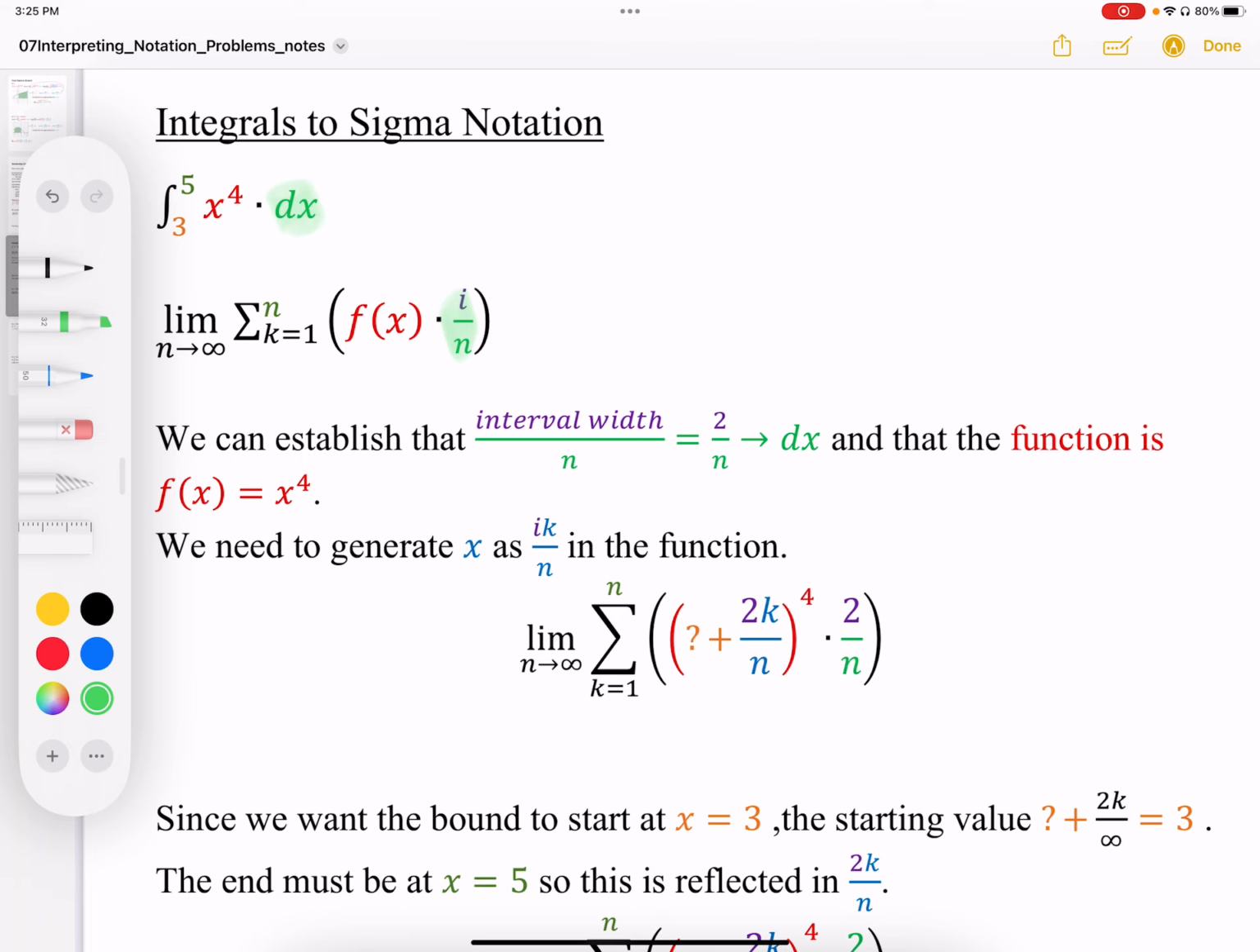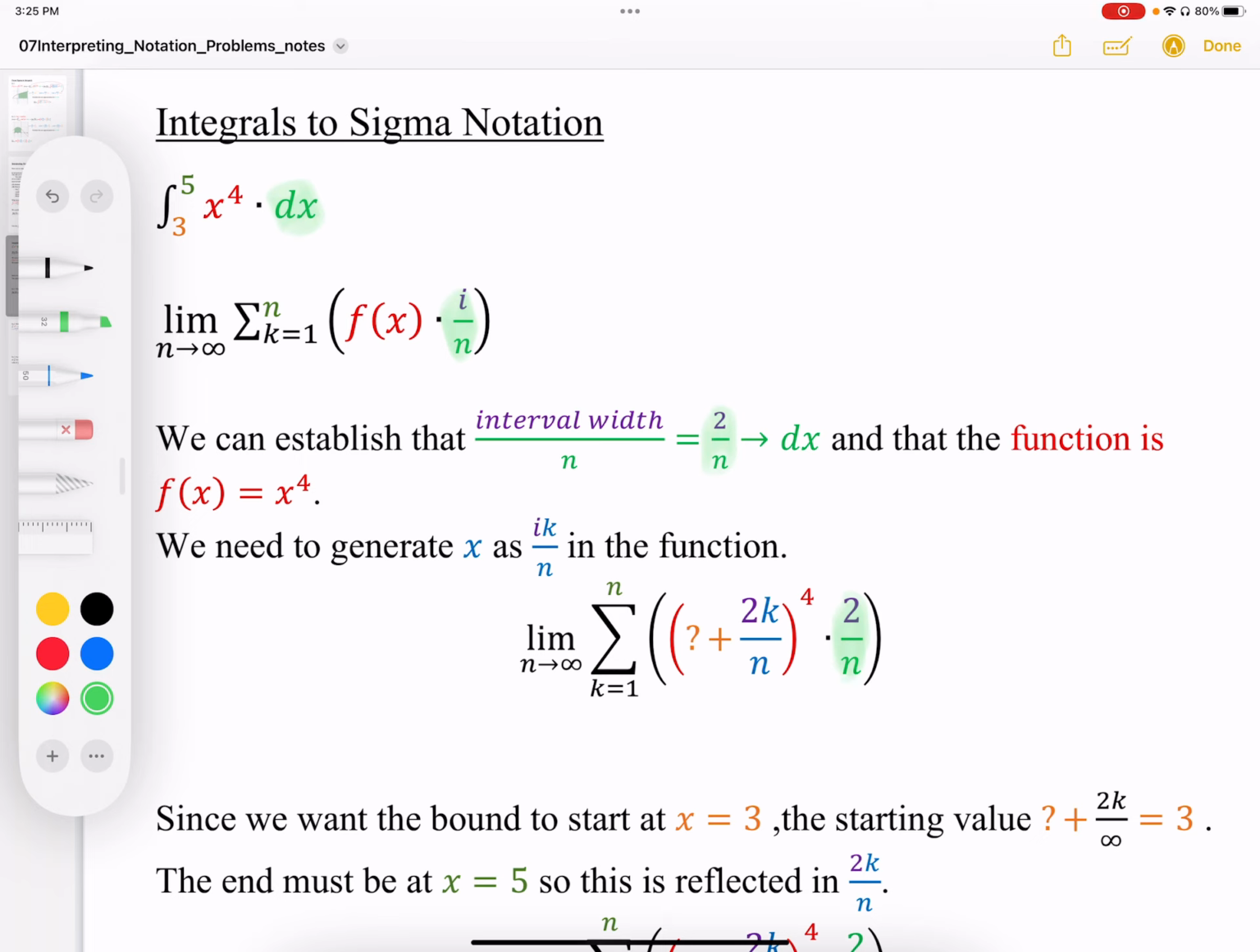Okay, so the first thing is establish the dx. The interval width is going to be 5 minus 3 divided by n. So we have a 2 over n. That is our I over n, which represents dx. Okay, so once we've established the dx in the sigma notation, we have it there.